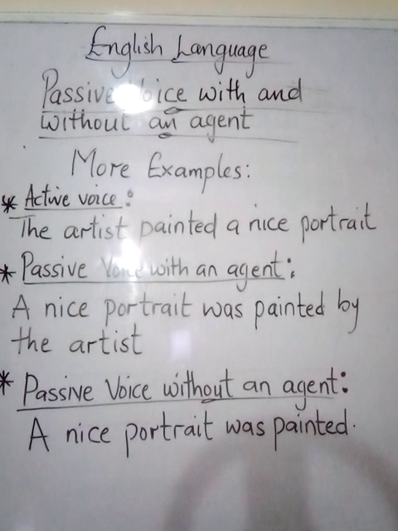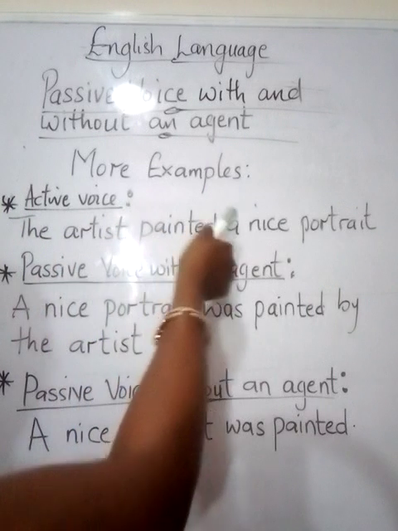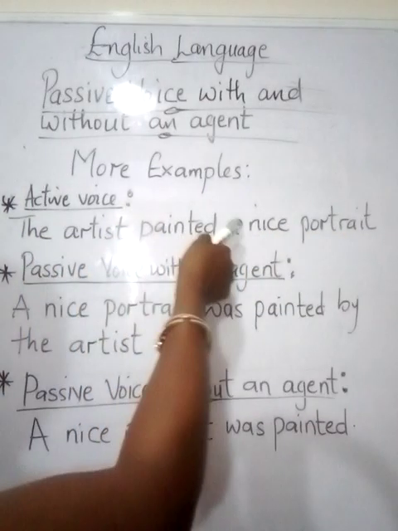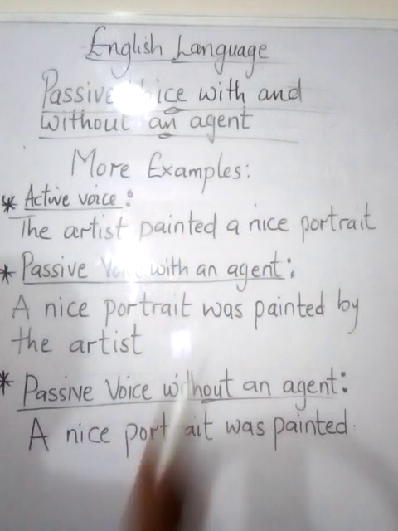So we just quickly consider one more example. I'll call it one example because it's just a particular idea being shown in three forms: we have the active voice, the passive voice with an agent, and then the passive voice without an agent. So let's quickly consider this. The artist painted a nice portrait.